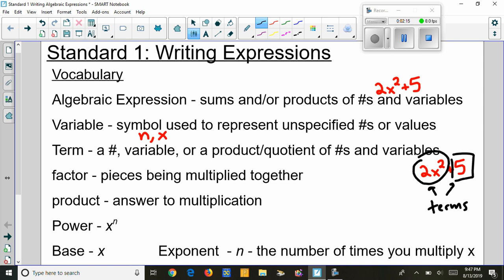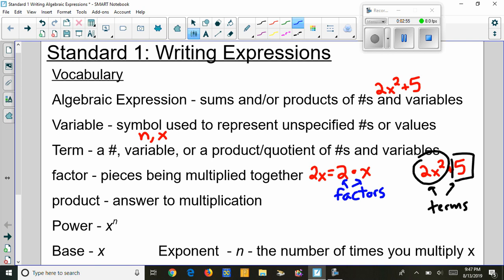A factor is a piece being multiplied to another piece. So if I have 2x, it has two factors. It has 2 and it has x. These are both factors. These two factors being multiplied together create a product, which is an answer to a multiplication problem.